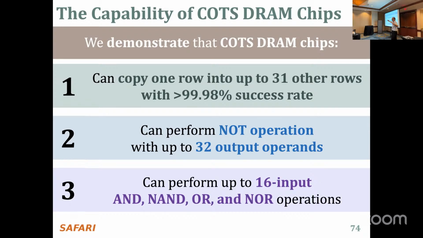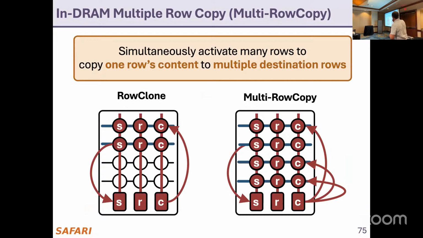If you're initializing a huge database, for example, you may want to do this. Almost perfect. The question is, of course, how do you do it perfectly? It'd be nice. But remember that DRAM chips are not designed for this purpose. You can perform operations with up to 32 output operands, and you can perform up to 16-input AND, NAND, OR, and NOR operations in real DRAM chips by violating the timing parameters. Let me give you the basic insights, and then Geraldo will talk more.